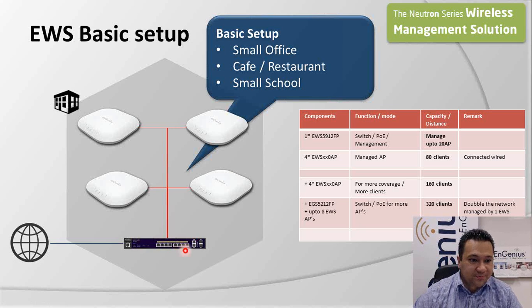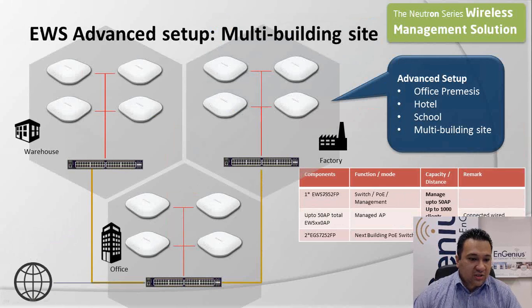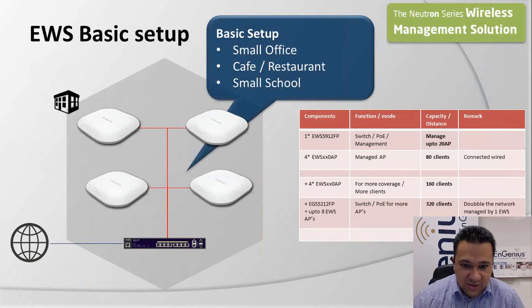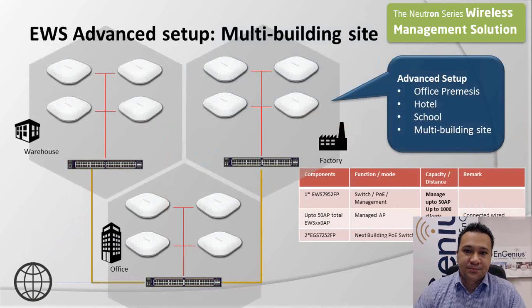Already with one switch you can cater, for instance, 16 access points with one EWS switch and one extra EGS switch and another 16 access points, and you can already make 320 clients here. Okay, one sec. I want to go to the next slide.